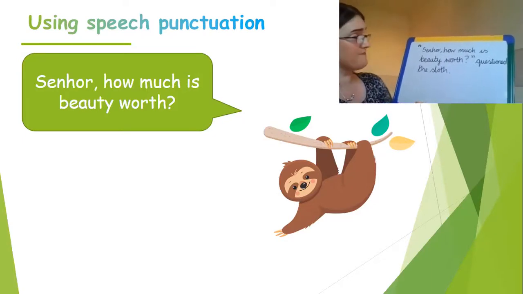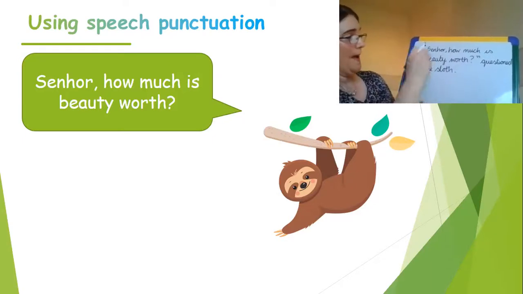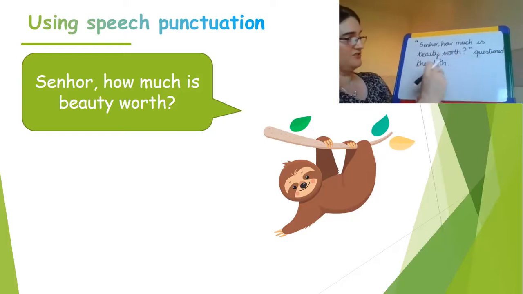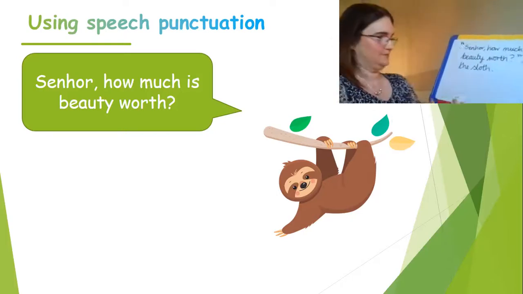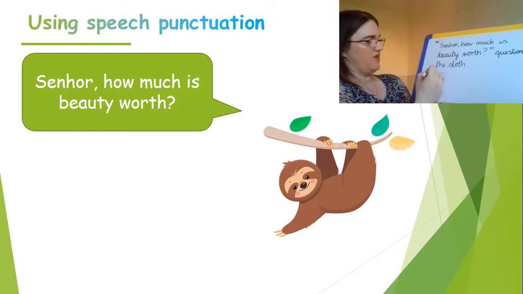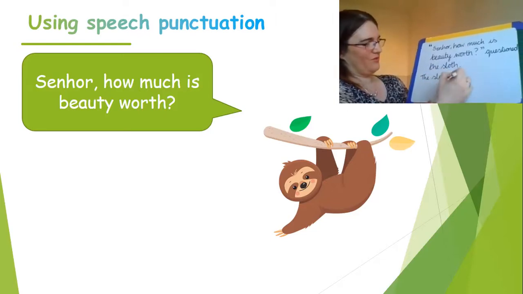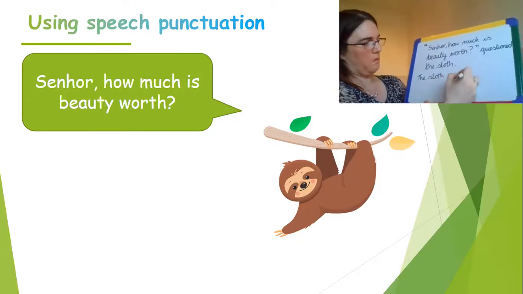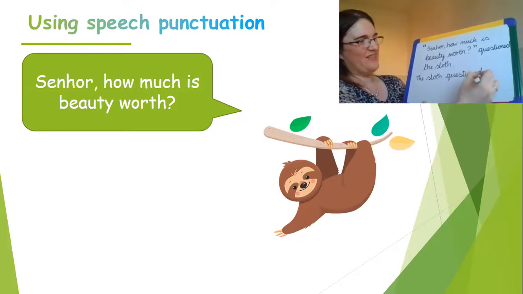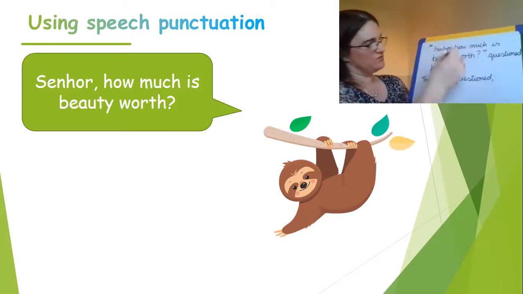Now we could alter that because we could put our reported clause, questioned the sloth, at the beginning. So we could write the sloth questioned, and then we'd have our comma, our speech marks, and we would write this in.